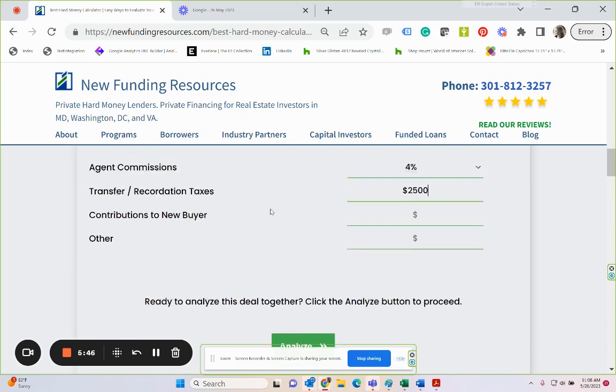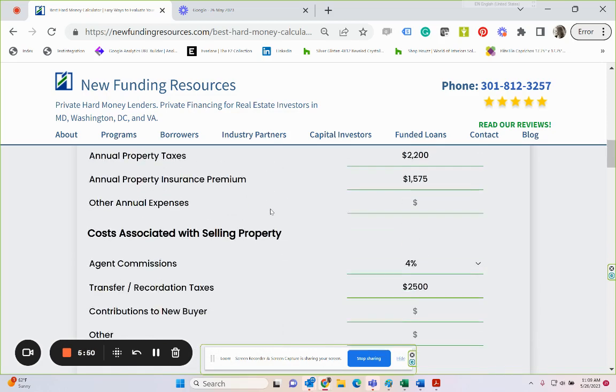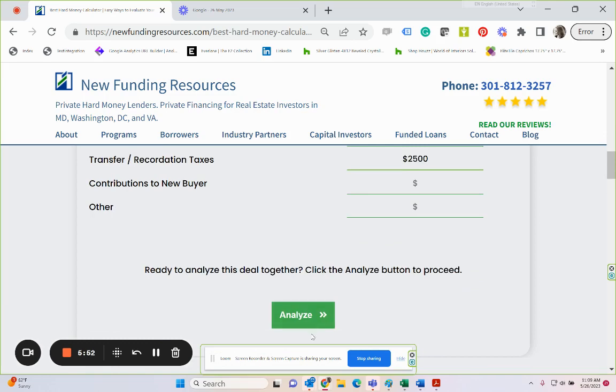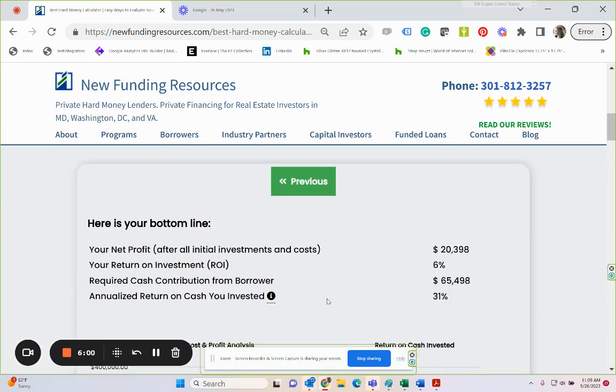So once we have reviewed and adjusted all these costs, let's go ahead and click Analyze. Here's the Analyze button, and let's wait until it analyzes it. Okay, so now we're getting to the fun part, which is the analysis, and the system does a great job analyzing your scenario here.